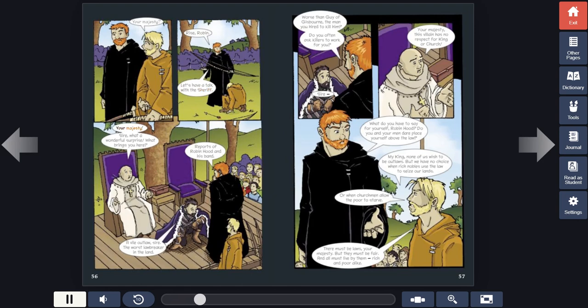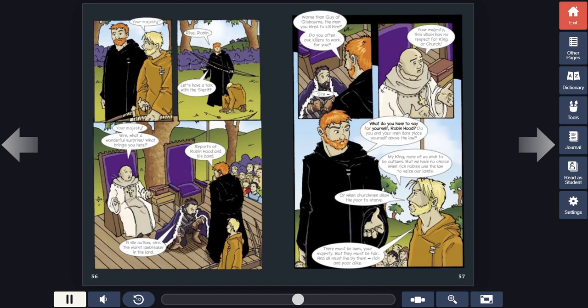Your Majesty! Sire, what a wonderful surprise! What brings you here? Reports of Robin Hood and his band. A vile outlaw, sire. The worst lawbreaker in the land. Worse than Guy of Gisborne, the man you hired to kill him? Do you often ask killers to work for you? Sire, Your Majesty, this villain has no respect for king or church.